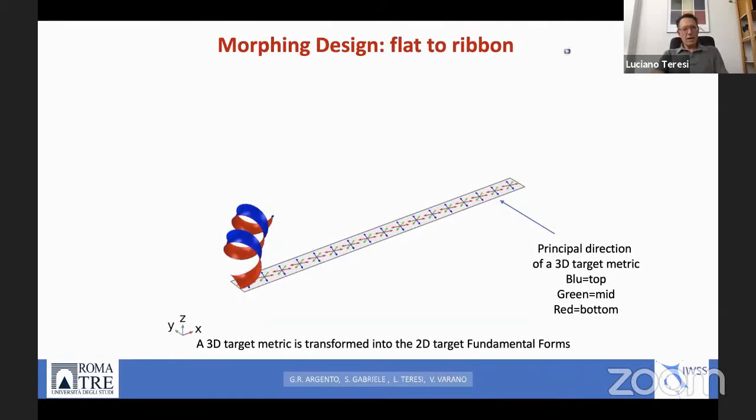Now I am morphing a shell. So this is a shell. The same kind of morphing that you have seen for 3D solids, now you will see it for a shell. And again, the kind of deformation is very large, it's huge, and it's very easy to solve this problem. This is a fully non-linear elastic problem. So it would be very difficult to solve this problem with loadings instead of using distortion or target metrics.